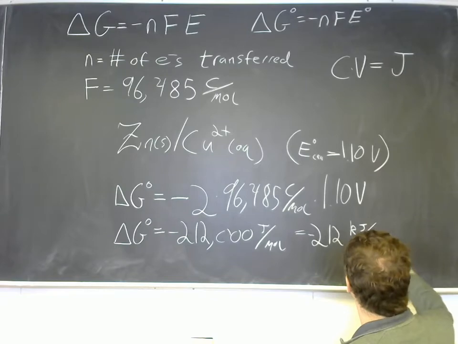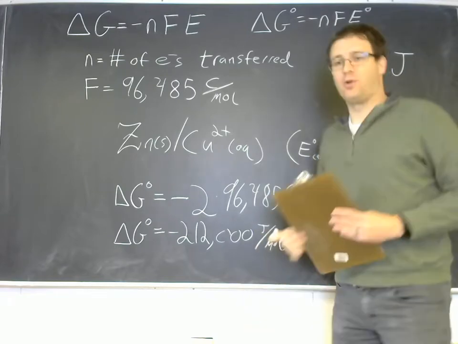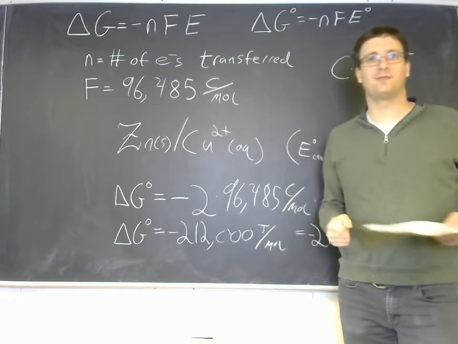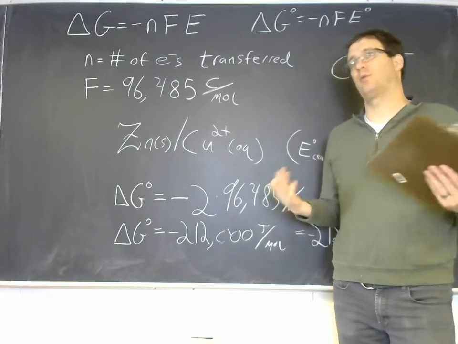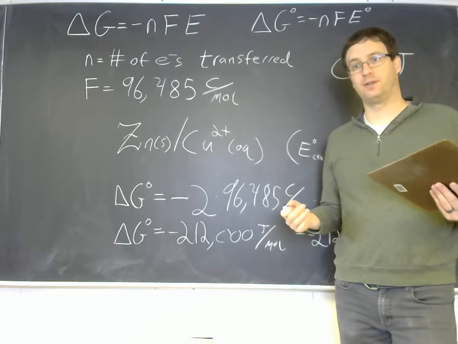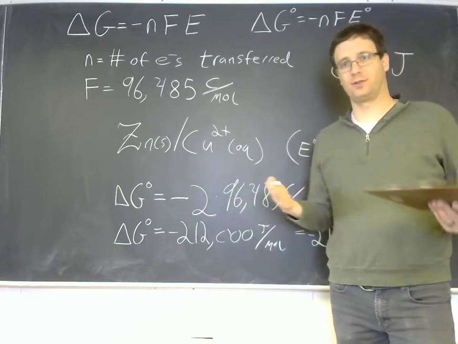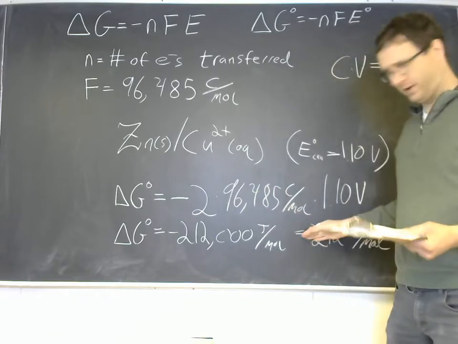per mole. And if that seems like a large magnitude negative delta G, well, electrochemical reactions are often very powerfully spontaneous or very strongly spontaneous. They'll have very negative delta G's of reaction.